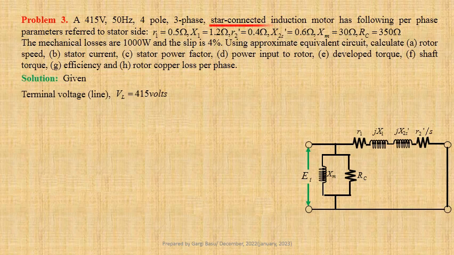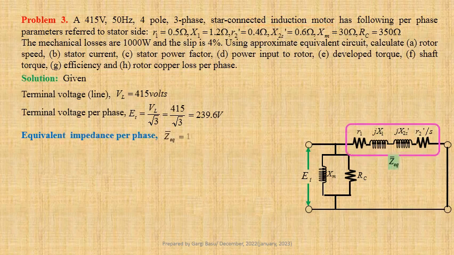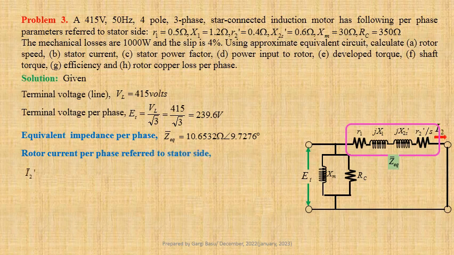For star-connected induction motor, terminal voltage per phase ET equals VL by root 3, that is equal to 415 divided by root 3, that gives us 239.6 volt. We have computed equivalent impedance per phase ZEQ equals 10.6532 ohm at an angle 9.7276 degree. Expression for rotor current per phase referred to stator side I2' equals ET divided by ZEQ.